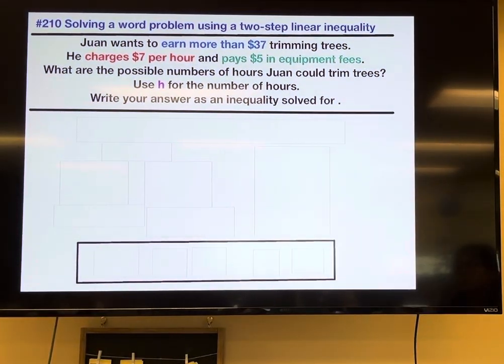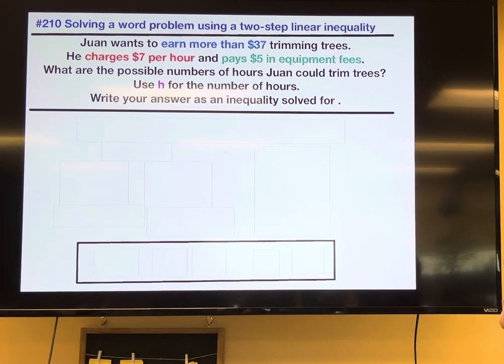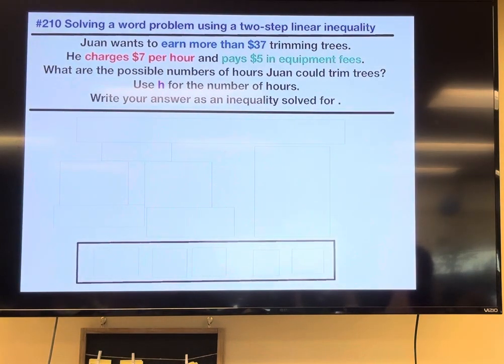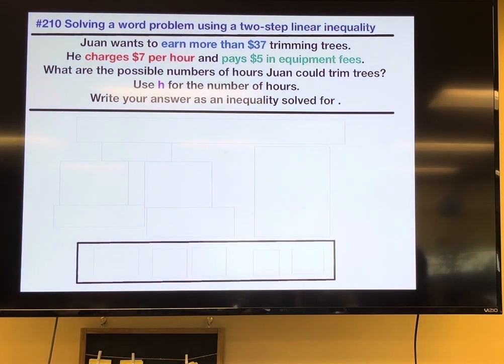Juan wants to earn more than $37 trimming trees. And he's gonna charge $7 per hour. You can tell this is from a long time ago. And pays $5 in equipment fees. What are the possible numbers of hours that Juan could trim trees?